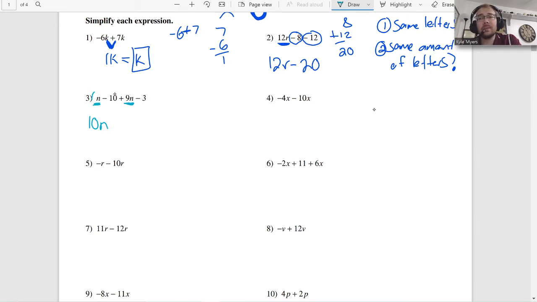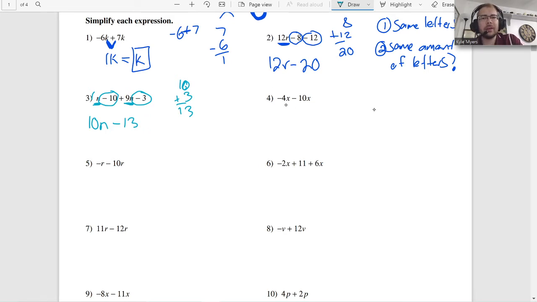Okay, and then we have numbers. Well, numbers have the same amount of letters. They both don't have any letters, so we just put those together. They are both negative, so I'm going to add them up. 10 plus 3 is 13. Since I added 10 and 3 to get 13 just now, but it was negative 10 and minus 3, I need to make it a minus. Negative 10 minus 3, signs are the same. I'm going to add and get minus 13.